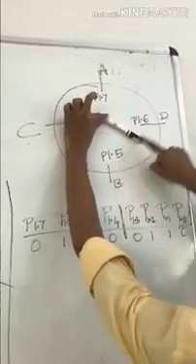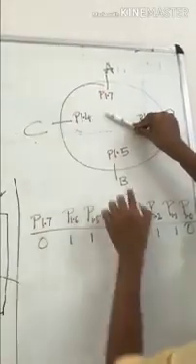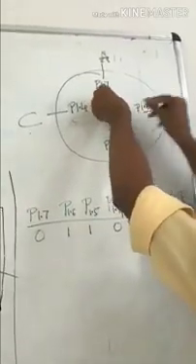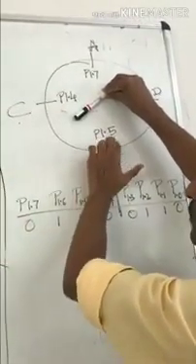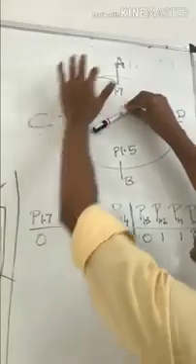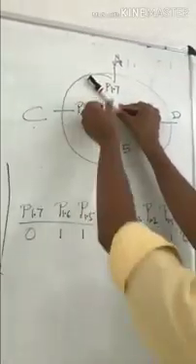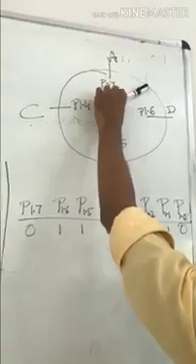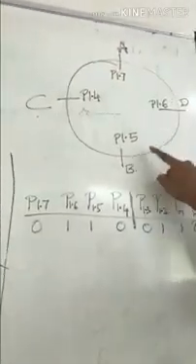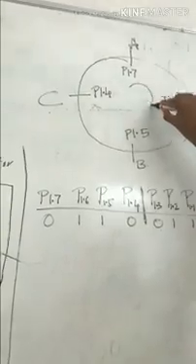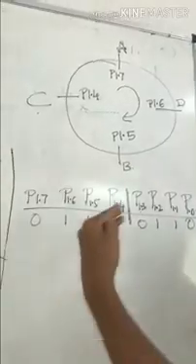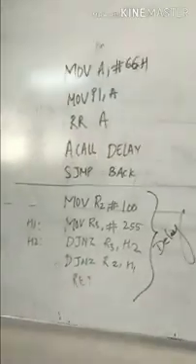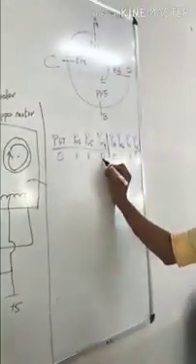It will come between P1.5 and P1.6. Again I'll energize B and C this time, so that it will rotate like this. So it will stand between P1.5 and P1.4. Again I'll energize C and A, so that it will stand like this. Again I'll energize A and D, so that it will come like this. So if I energize in this sequence, please mind it, it is going to be a clockwise rotation of the stepper motor, right?